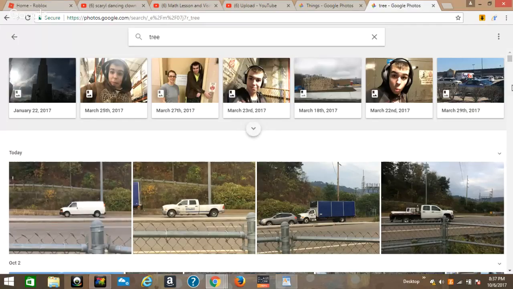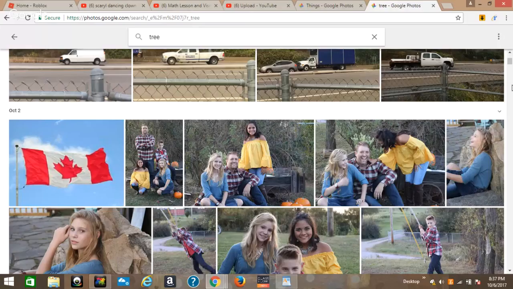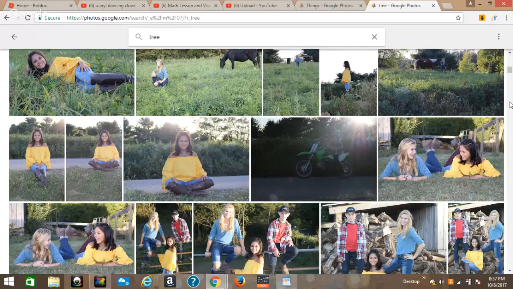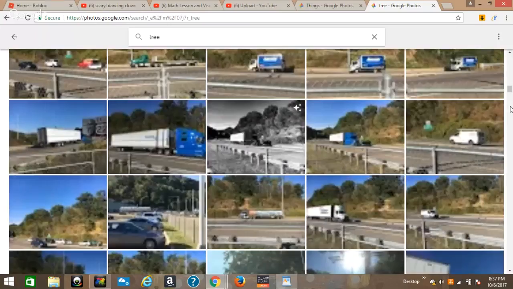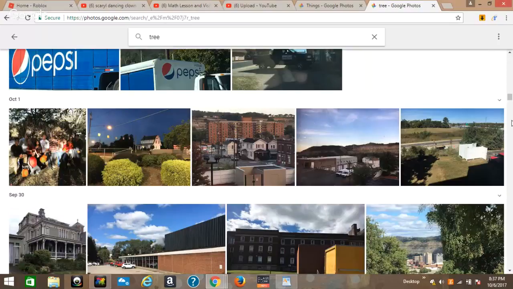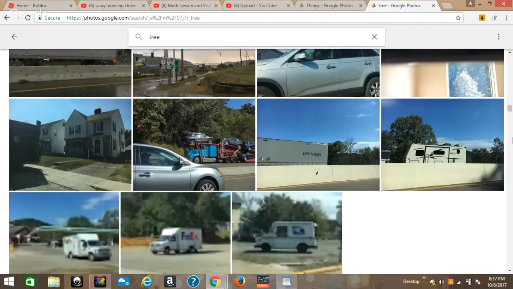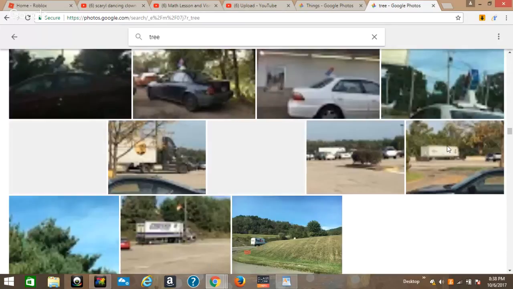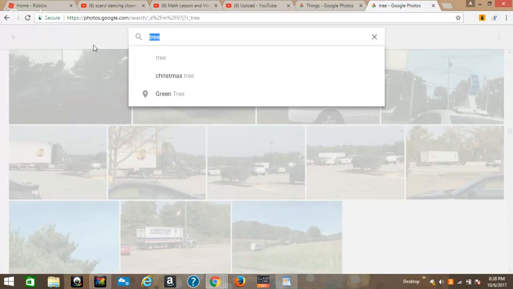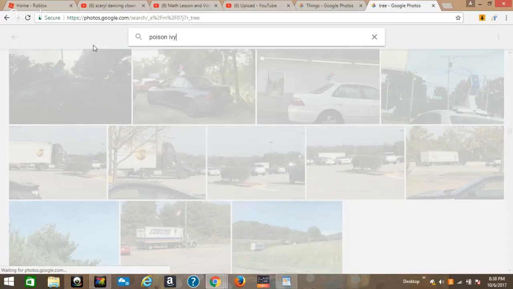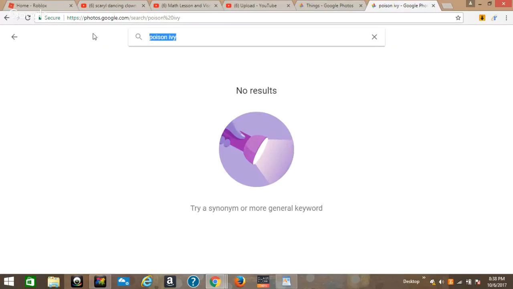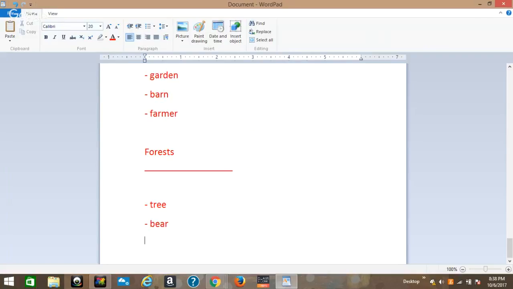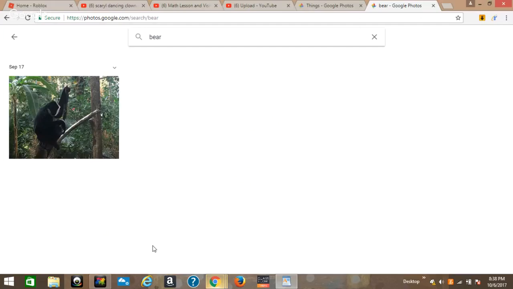Forest, all right. It's a beautiful day in the forest. So you get in the forest, and you see a bear. Woods. But, that's a tree. We're looking at trees right now. Trees. All right. Poison ivy. But that's not. Bear. Bear. Another thing. Things in the forest.